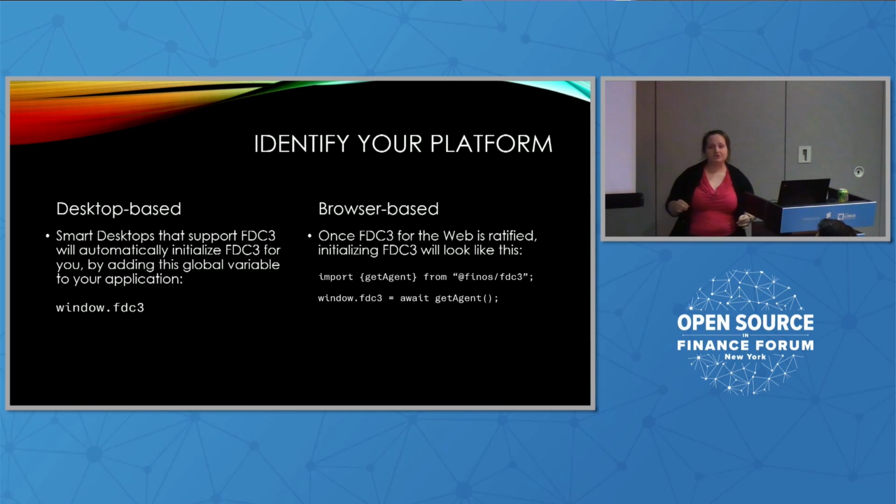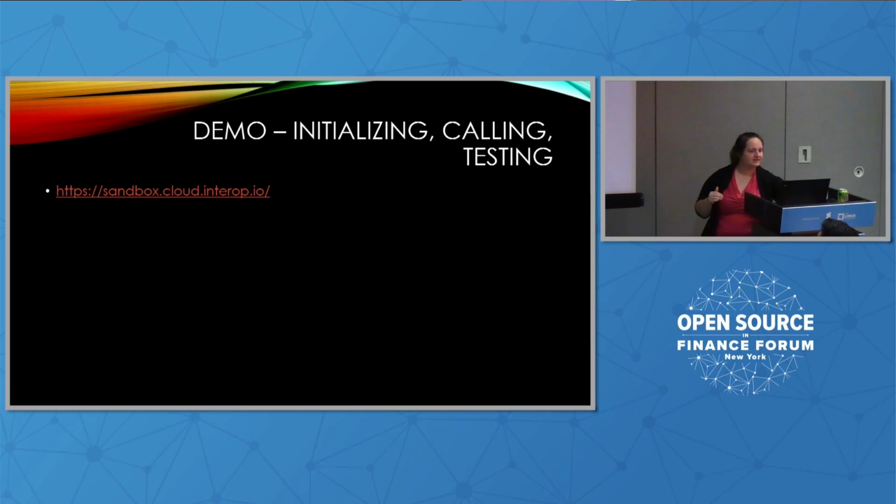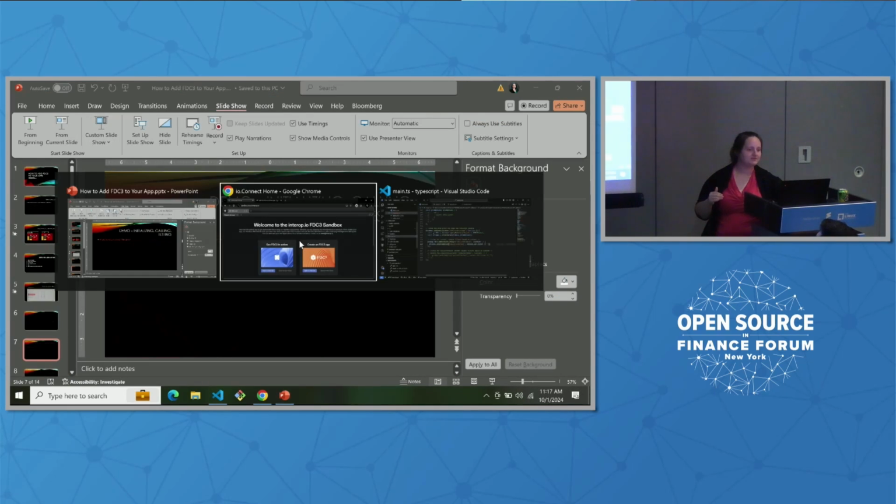If you're using browser-based, which has yet to be ratified, but will be ratified very soon, I want to say in the next week or month, something like that, what you do is import getAgent, and then you say window.fdc3 equals await getAgent, and then you just go from there with whatever you were going to do with window.fdc3. So you just have to create that global variable yourself, but that's really all it takes, just these 2 lines of code to initialize it yourself. So now I'm just going to exit the presentation, and we're going to live code something.